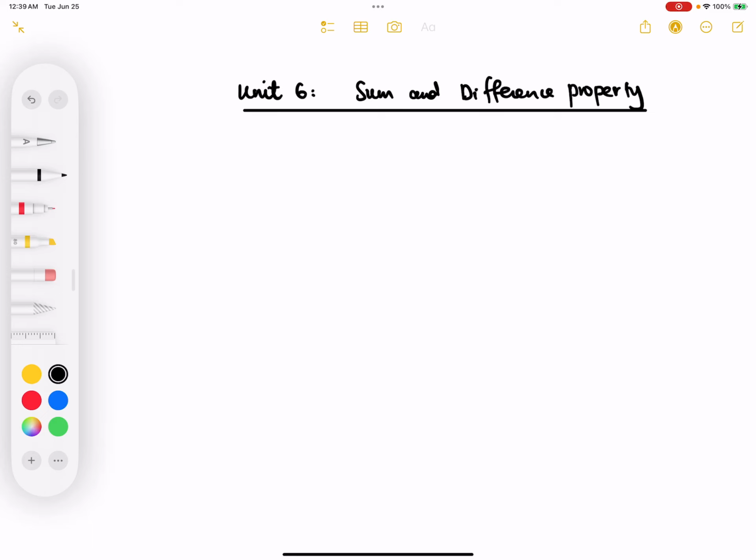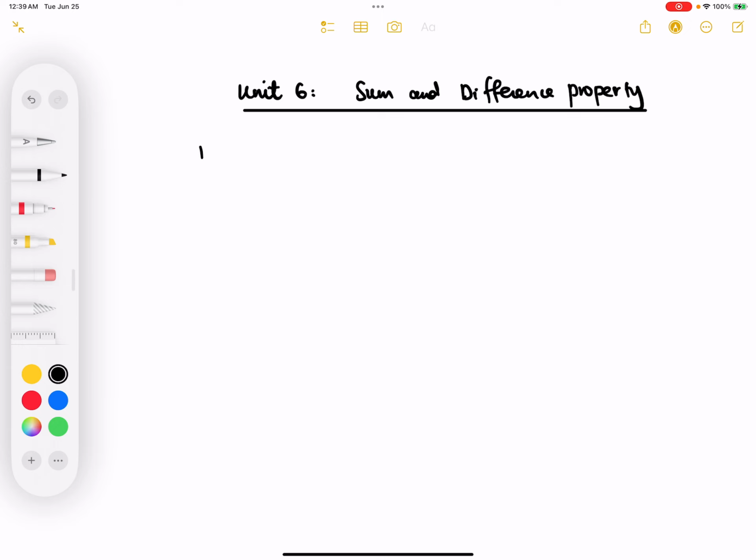Now let's see the sum and difference property of the derivative. So far we have seen how to find the derivative of a constant as well as a power. Now let us apply the difference and sum rule.